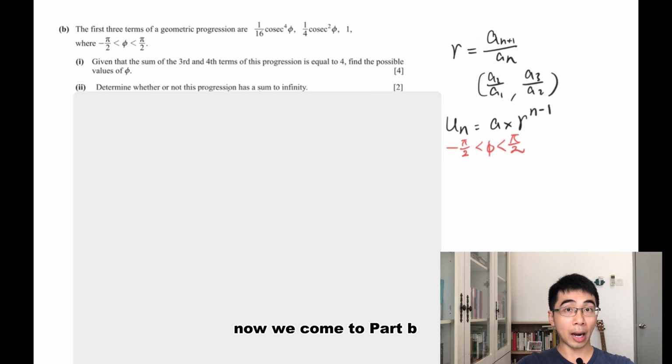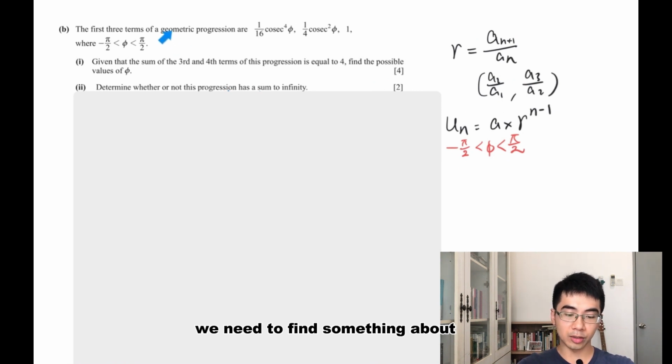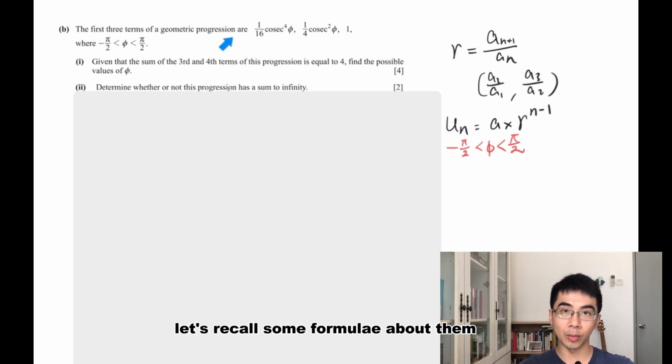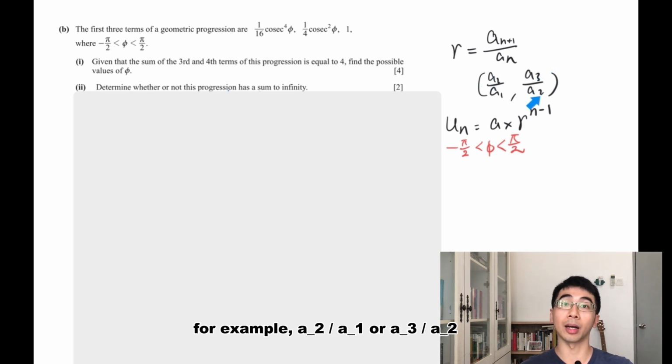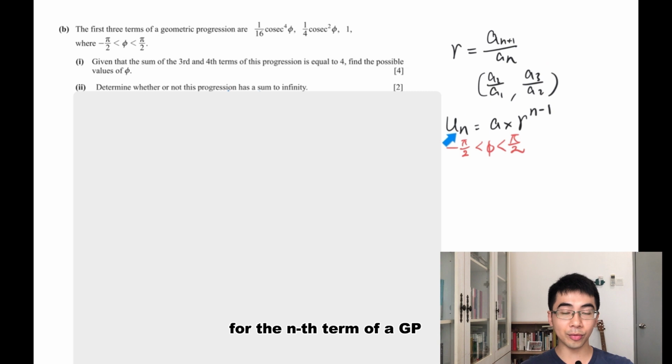Now we come to part B. We need to find something about a geometric progression, GP. So let's recall some formula about them. For a common ratio, it is equal to a(n+1) divided by a(n), for example, a2 divided by a1 or a3 divided by a2. And then the nth term of a GP is equal to a, the first term, times the common ratio r to the power n minus 1. Remember, it's n minus 1 power, but not just n.